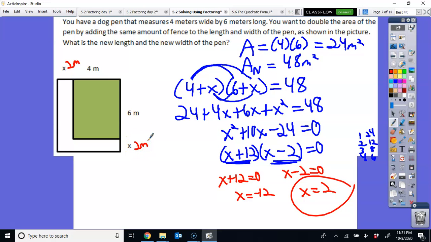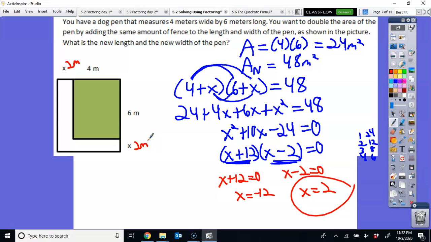In real life, that means this needs to be 2 meters. Because that means I'm going to add 2 meters of fence to get double the area. So notice that I'm getting double the area, but I'm not having to add double the fence. That's important to understand about area, and that's where these quadratics come into play.